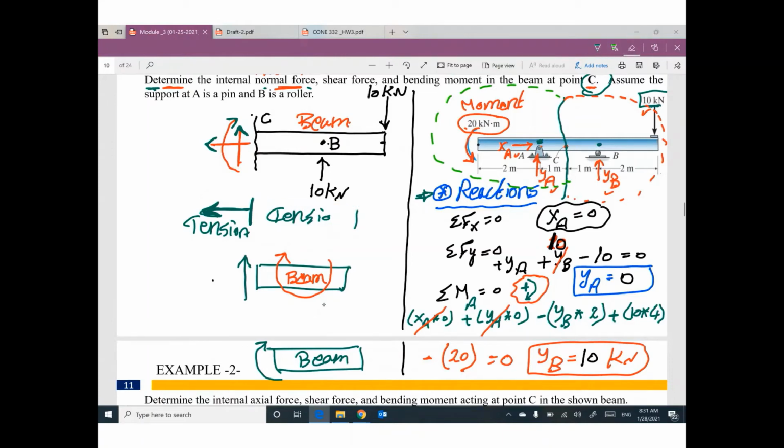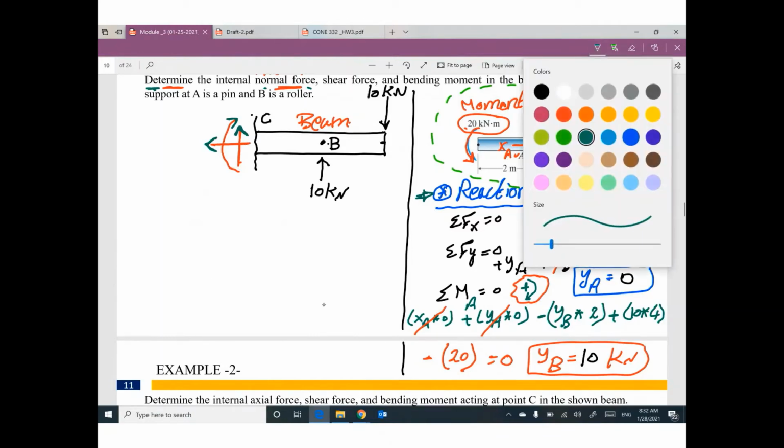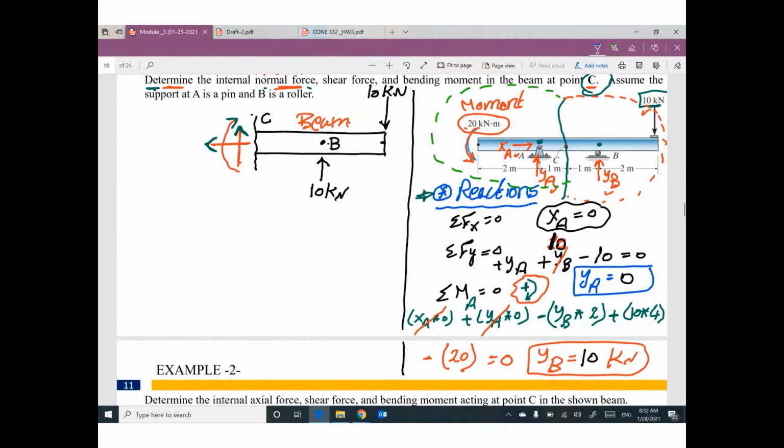So I assumed the positive direction of axial force to be tension, the positive direction for shear to make this beam rotate clockwise, and I assumed the direction of moment to make this beam smile. Any question so far?